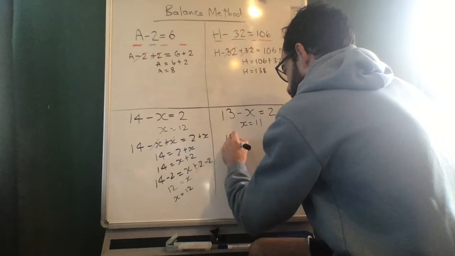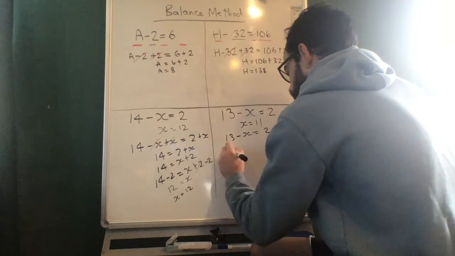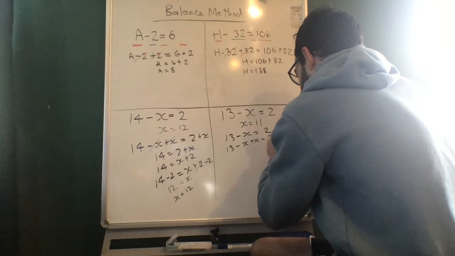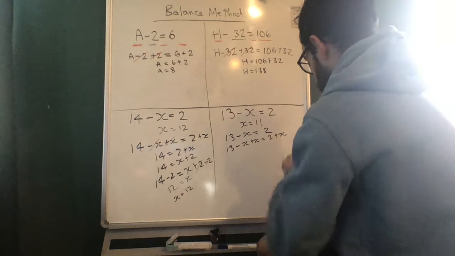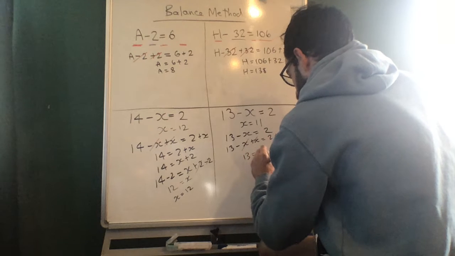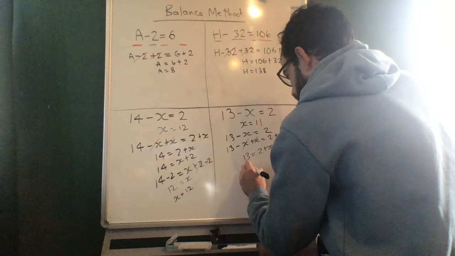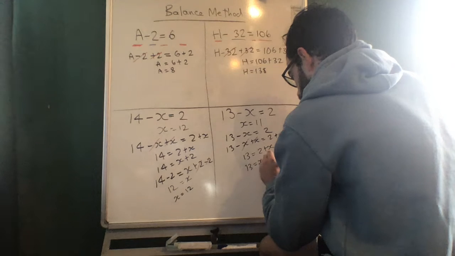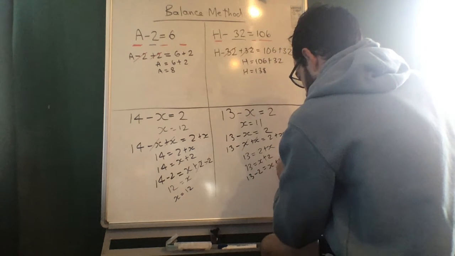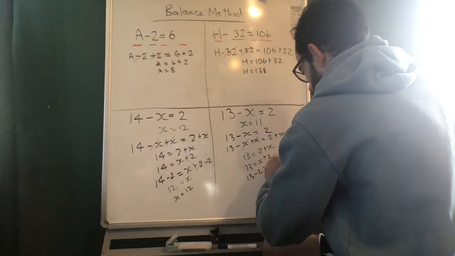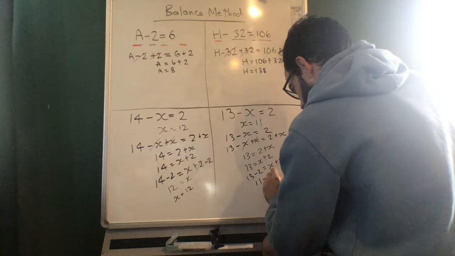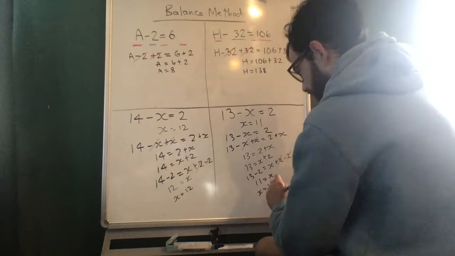Okay, so 13 minus x equals 2, so we go 13 minus x plus x equals 2 plus x. Okay, cancel, cancel. 13 equals 2 plus x. 13 equals x plus 2, which we can rewrite. 13 minus 2 equals x plus 2 minus 2. Cancel, cancel. And 11 equals x, or x equals 11.